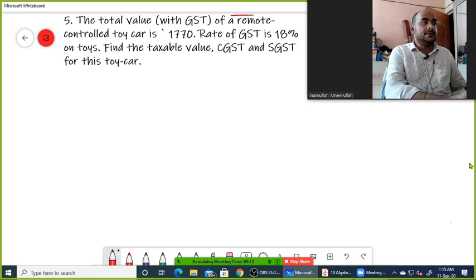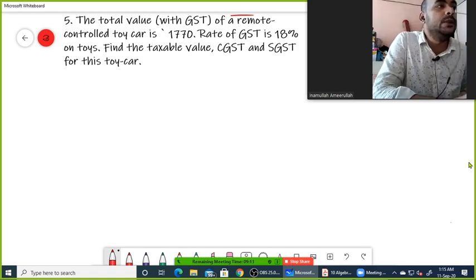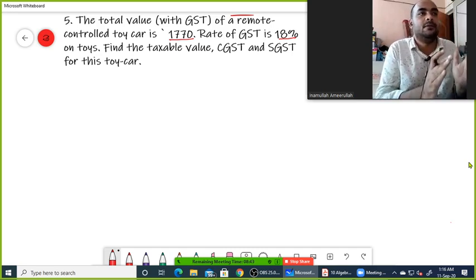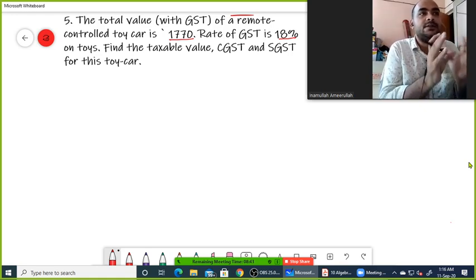Question says the total value with GST of a remote control toy car is 1770 rupees. This amount includes GST also. Rate of GST is 18%. So 18% GST is already included in this amount. Find the taxable value and CGST and SGST. So first we need to separate this taxable value and GST amount.